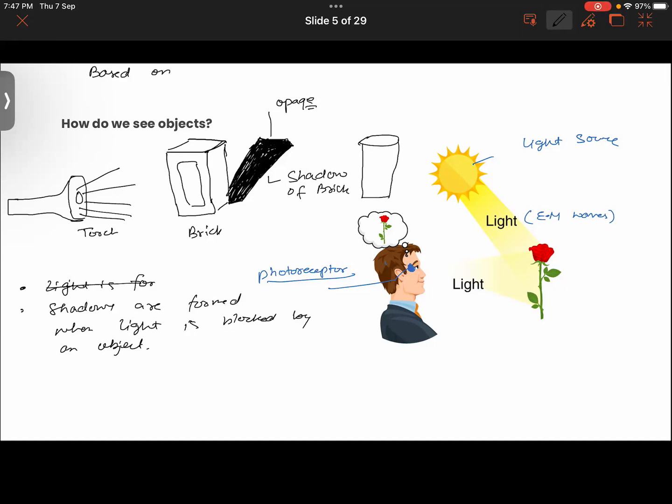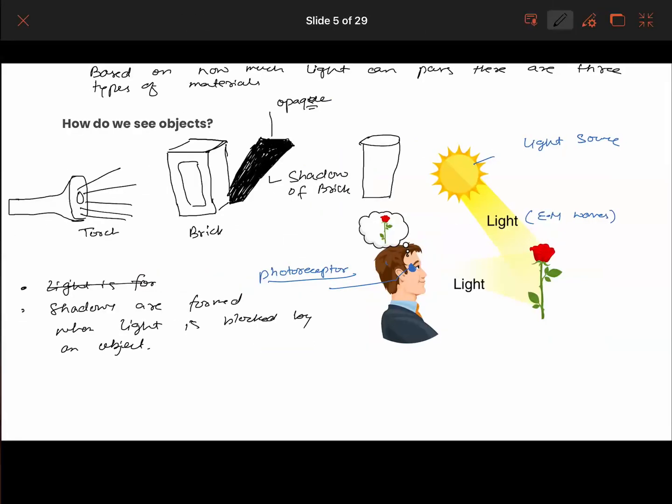No, that is not the exact names of the types of substances. Based on how much light can pass, there are three types of materials. Okay, just give me a moment. Let me check if others are in the waiting room.